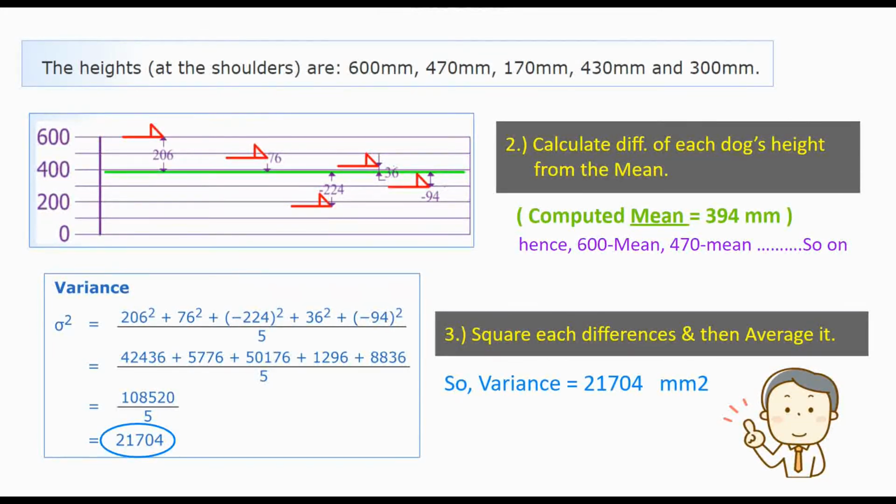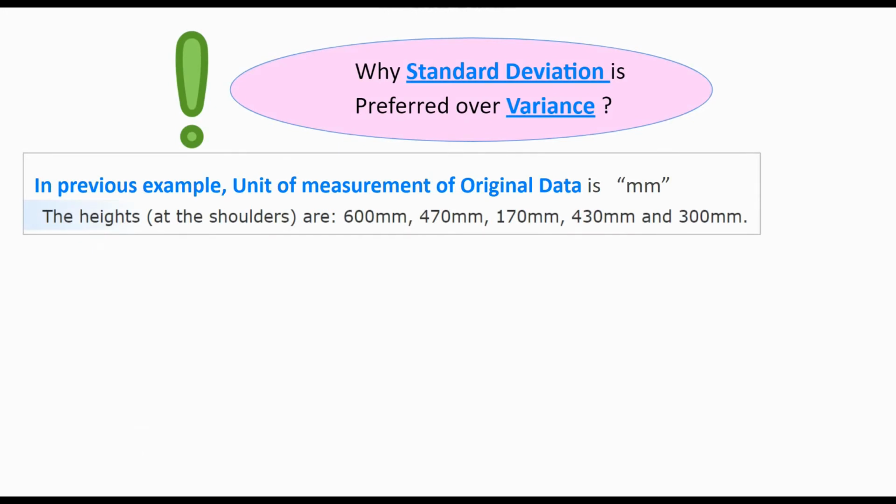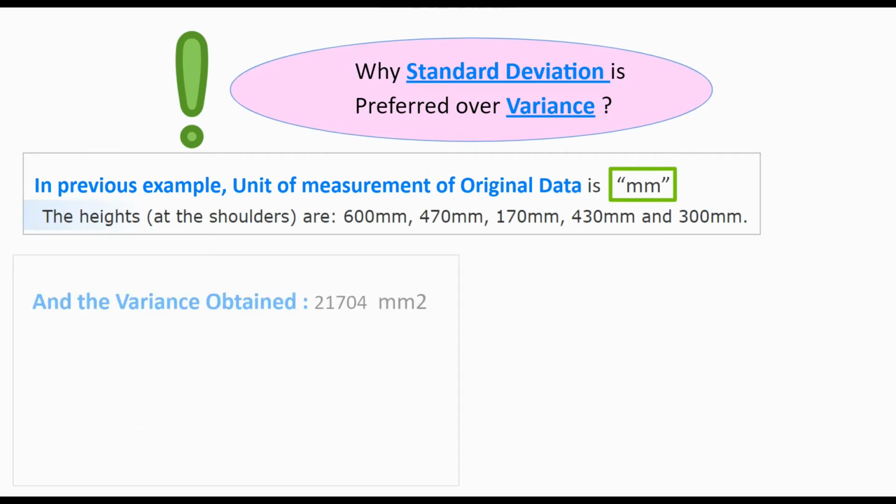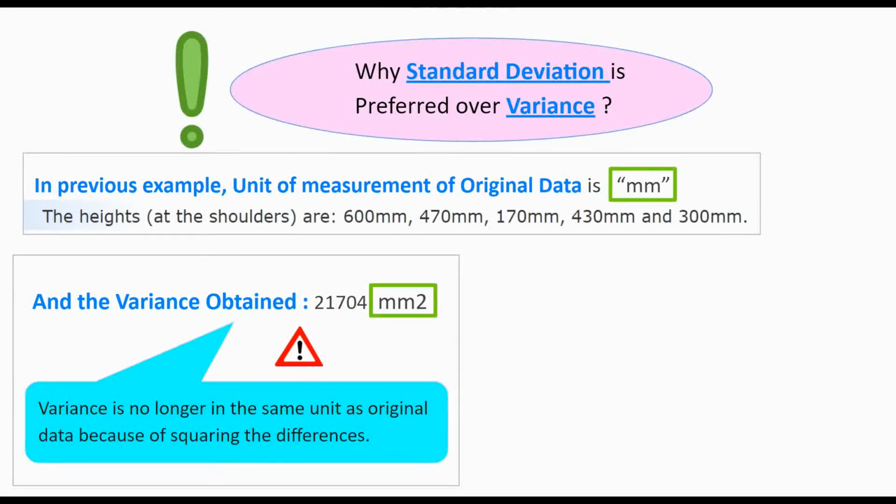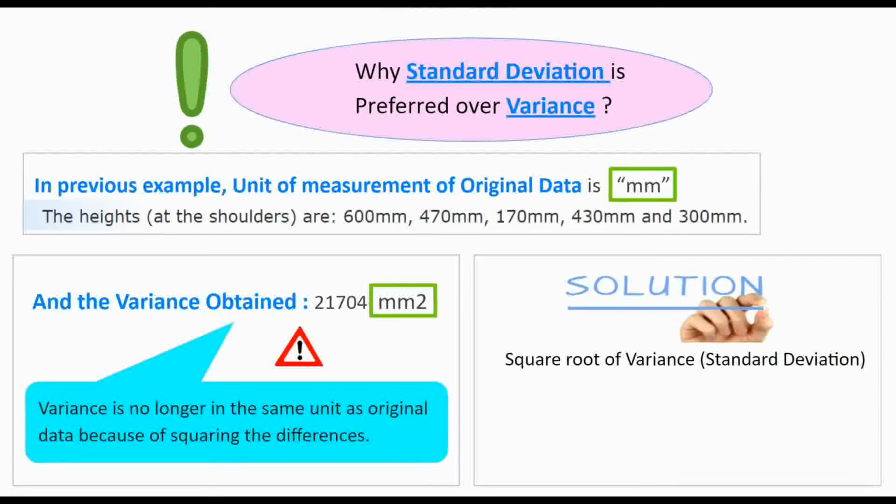Remember that we are squaring each difference in the final step, and because of that, the unit of variance is squared. The unit of measurement of the original data is different, and the variance we have obtained is in square units. So variance is no longer in the same unit as the original data because of squaring the differences. To help with this, we come up with a solution, which is the square root of variance, which gives us the standard deviation.